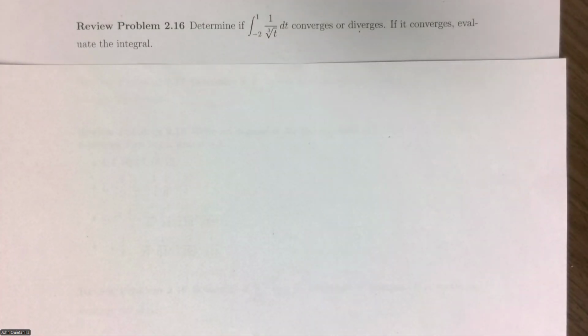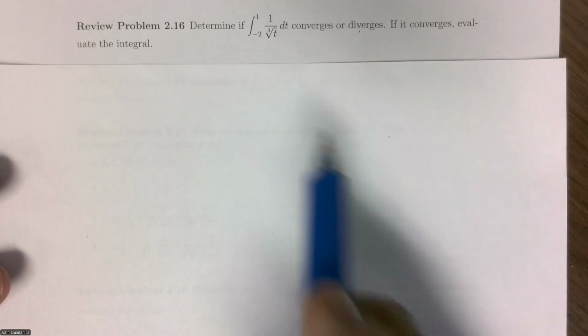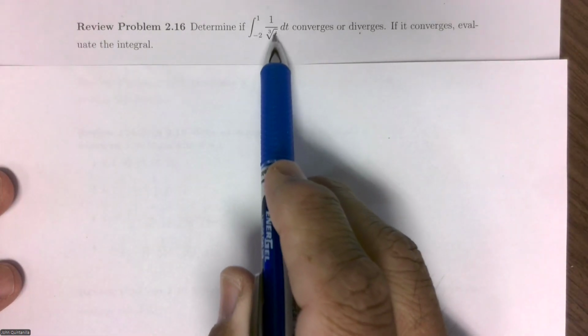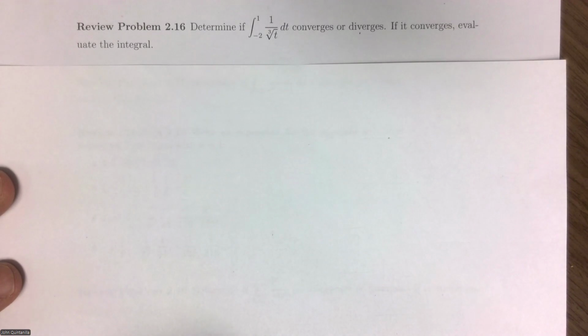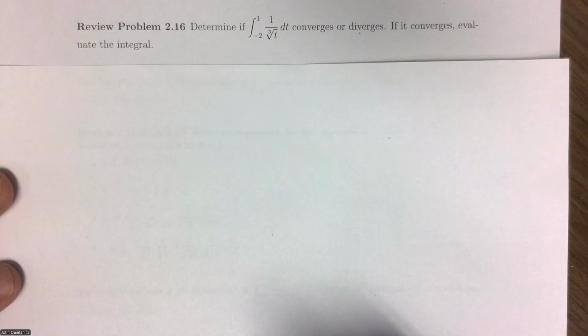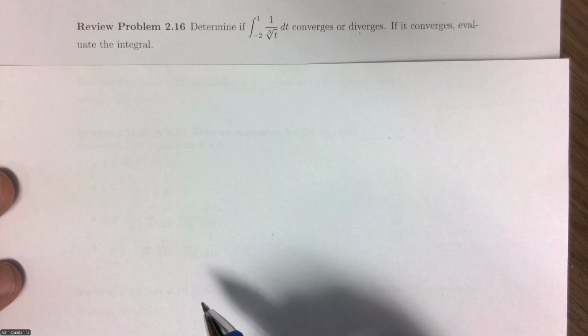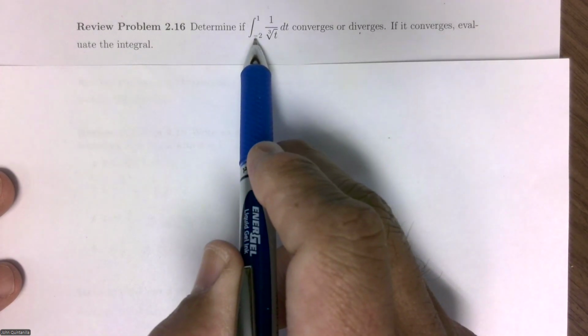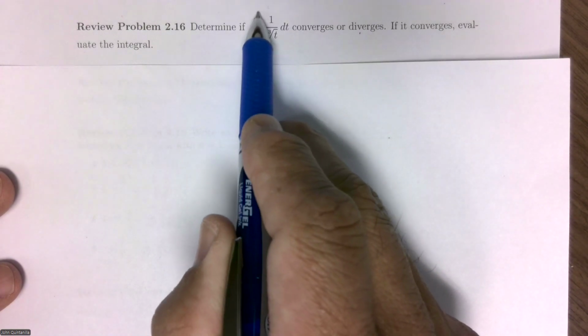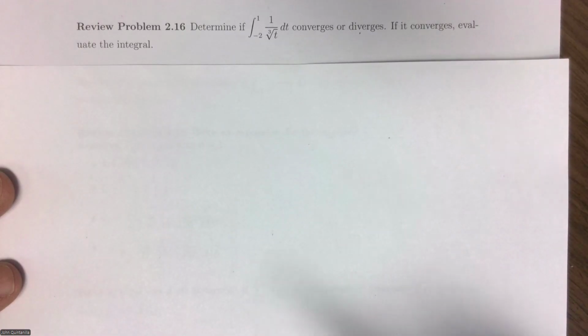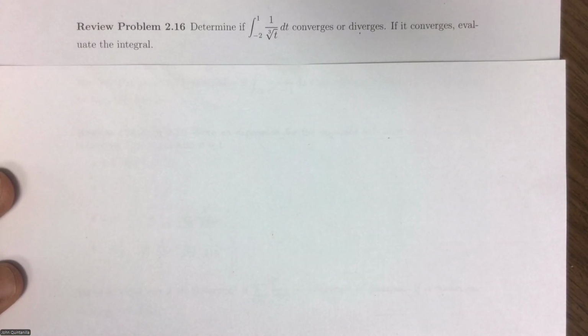Let's take a look at this improper integral, the integral from -2 to 1 of 1 over the cube root of t dt. Now, at first blush, this is not obviously an improper integral. Some improper integrals have an infinity, either negative infinity down here or a plus infinity up here. This one is an improper integral because there's a problem with the integrand.